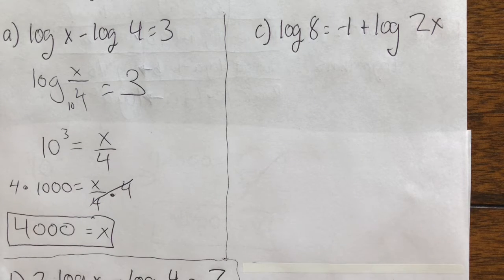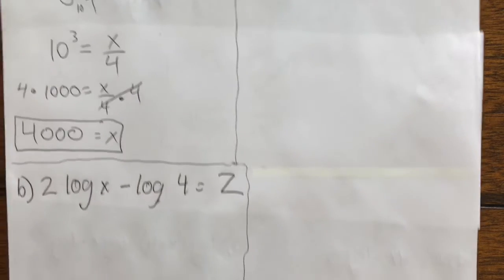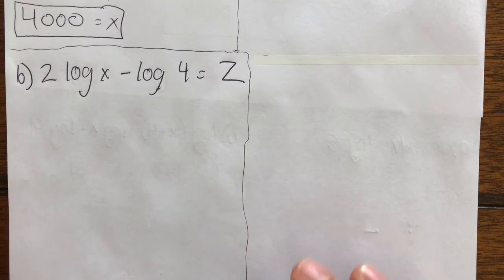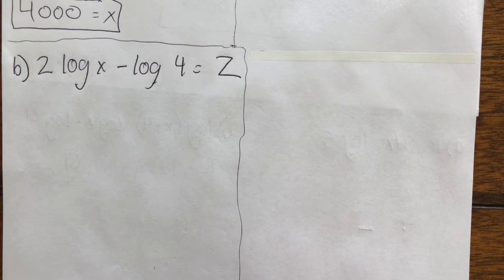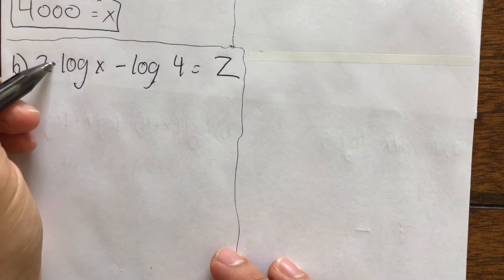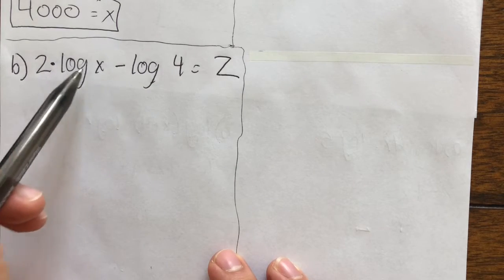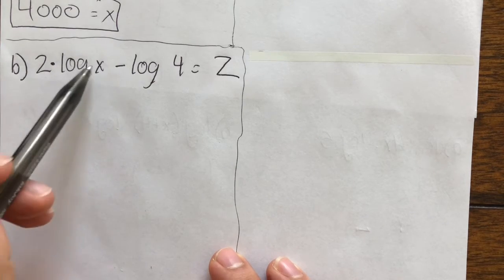X would equal 4,000. All right, so let's take a look at part B, where we have 2 times log of x minus log 4 equals 2. So this one we have two properties and we want to condense it. We see that 2 is being multiplied to only this log, not both of these. 2 is only for the first one.